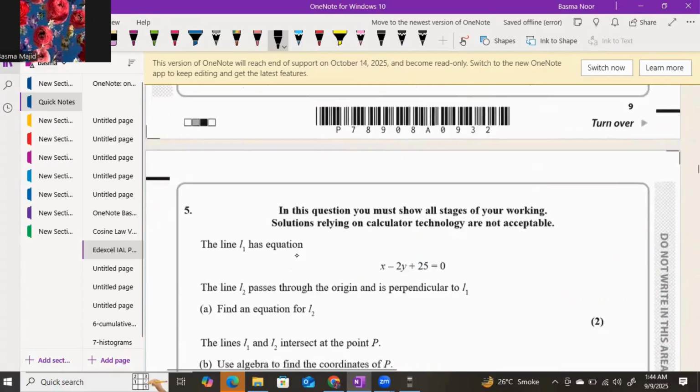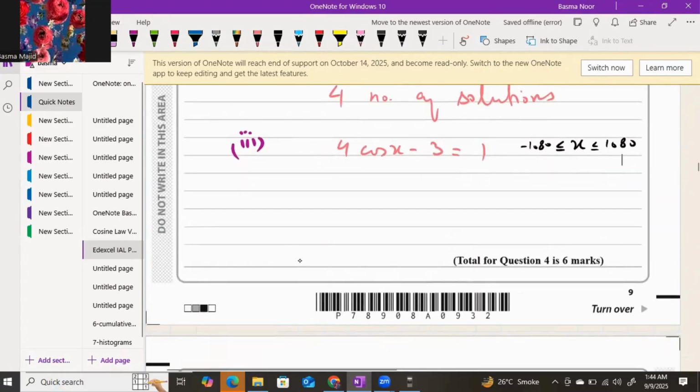First, we already know the graph of 4 cos of x that's plotted above. So now we will move the 3 to the other side: minus 3 on the other side becomes plus 3, so 1 plus 3 gives you 4. Again you have two curves: one is 4 cos of x, and the other is y equals 4. So let's draw the line y equals 4.